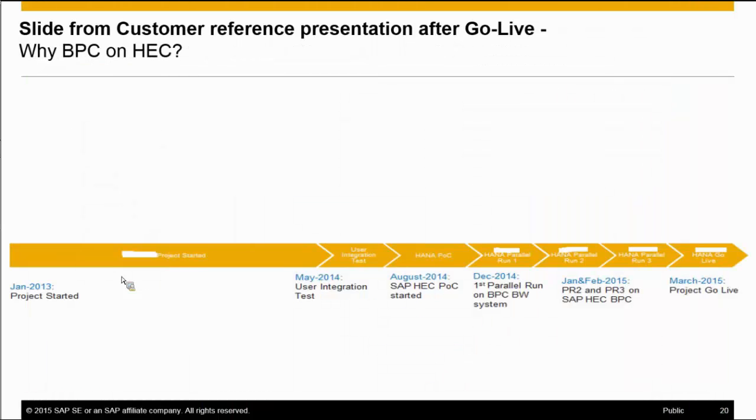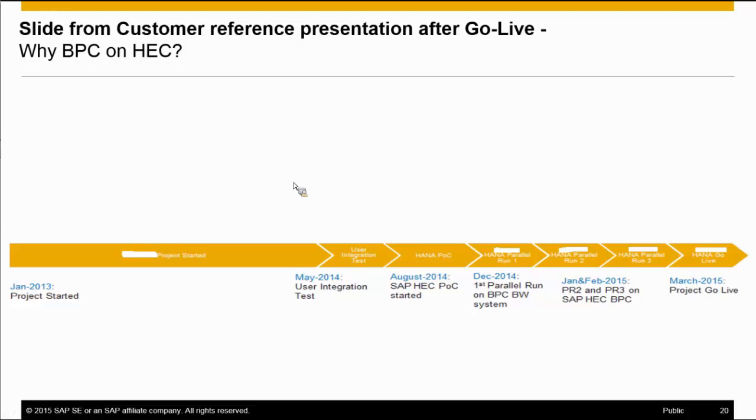This was the project timeline. As you can see, the project start was pretty long compared to the other milestones of the project. This is because this is the on-premise BPC implementation. And this is in August 2014. We started with the POC on HEC, and then we had some what they call parallel runs until we went live in March. Again, this is feedback from the customer themselves.